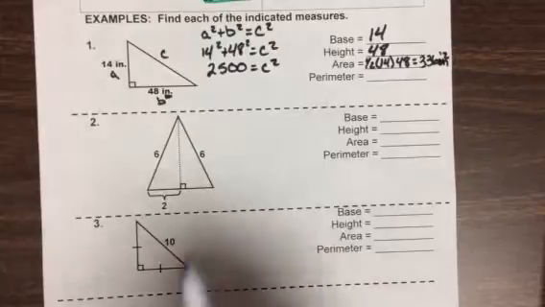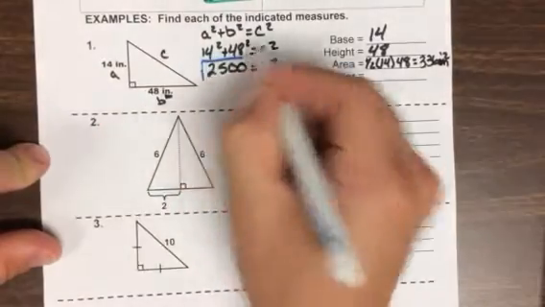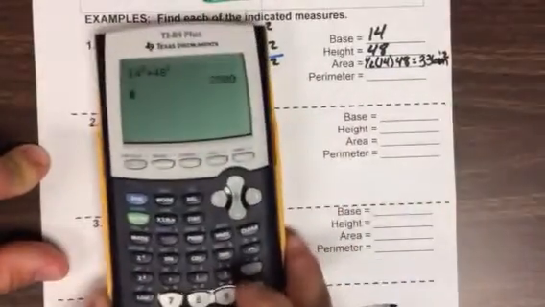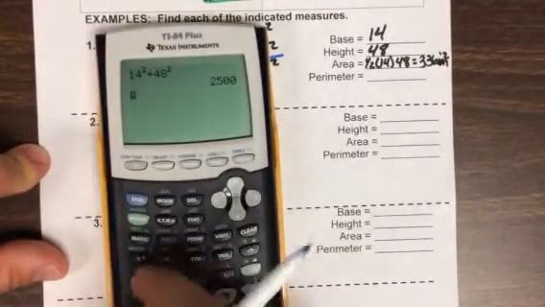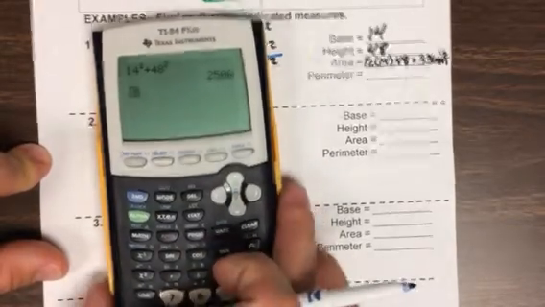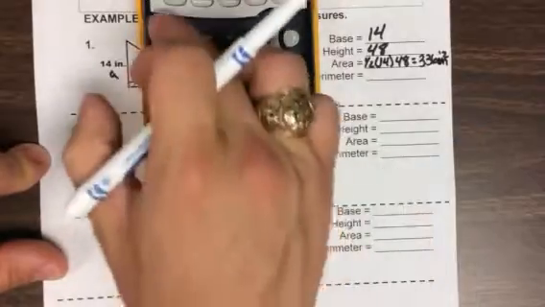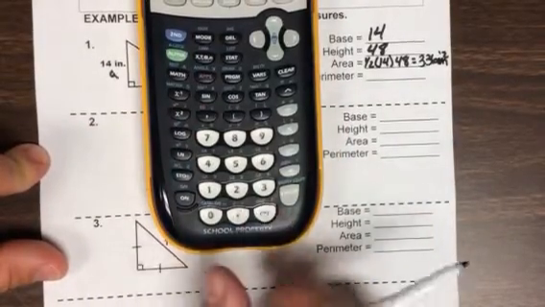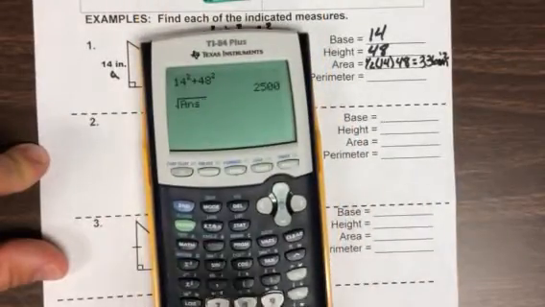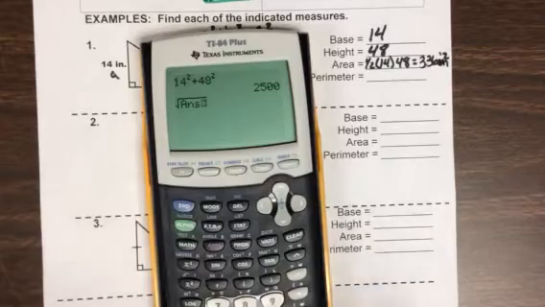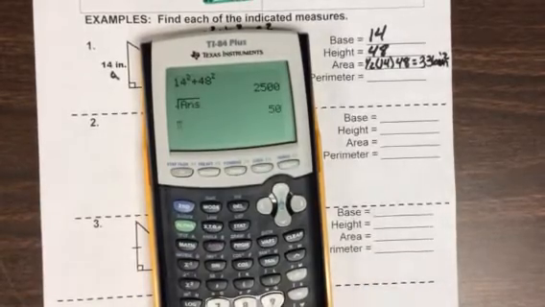A lot of people make mistakes right here. They try to divide by 2. They try to do all kinds of crazy things. Make sure that the opposite of the square is the square root. So if you go second x squared, see the square root button, and then the easiest thing to do here is to say second, and then come down here and you see where it says ANS, that stands for answer. So that's going to say the square root of the previous answer. That way, if it's not as pretty a number, it's just as easy to type in.